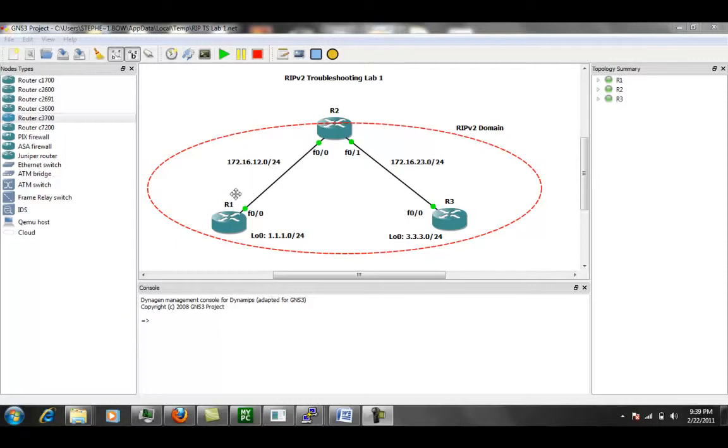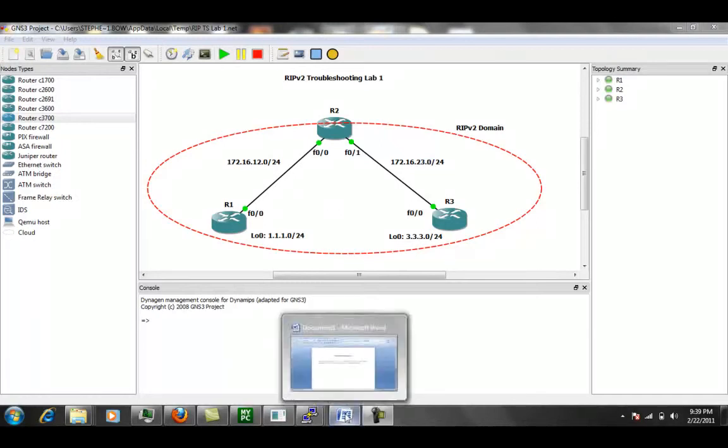And we also have networks in between router 1 and router 2, and router 2 and router 3. So we have the 23 network between router 2 and 3, and we have the 12 network in between router 1 and router 2. And as we can see by the red dash lines here, that is our RIP version 2 domain. So all of these networks located within this are going to be advertised into our RIP version 2 domain.